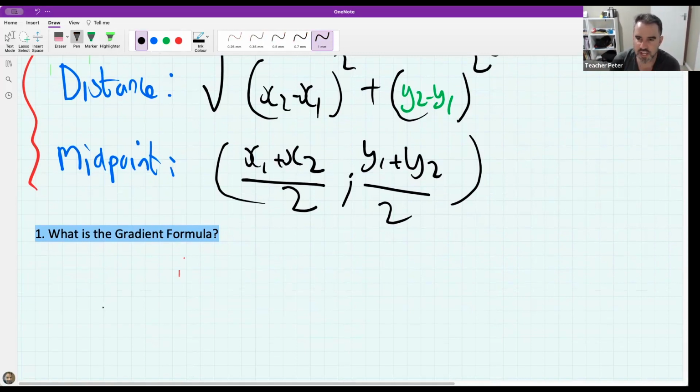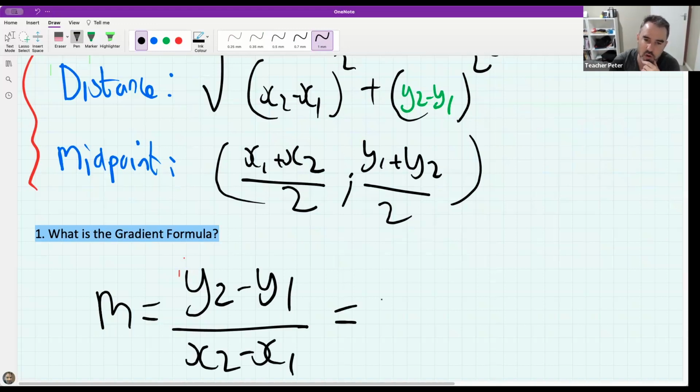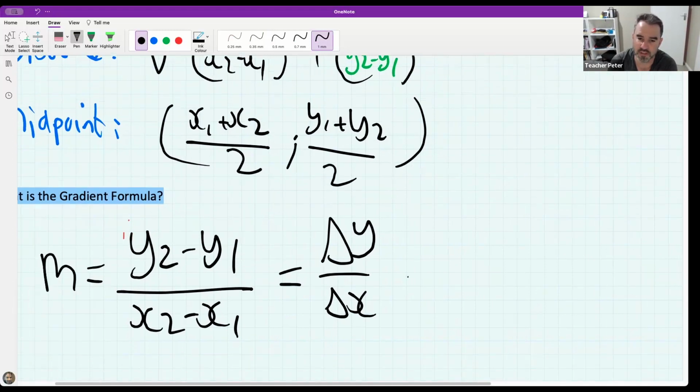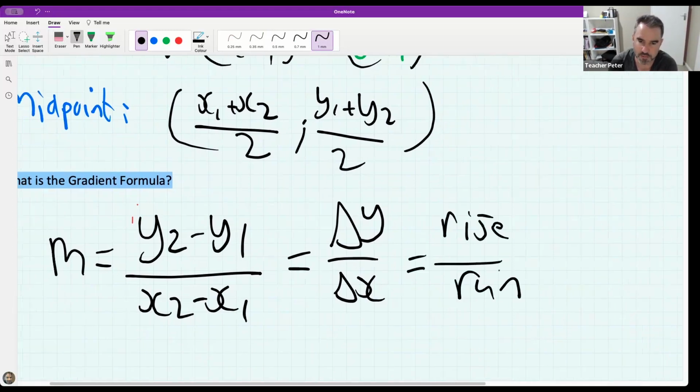So I want to move on. Today is going to be about gradient and straight lines. The important formula for gradient is y2 minus y1 over x2 minus x1, or we sometimes say it is change in y over change in x, or we can say it is rise over run.